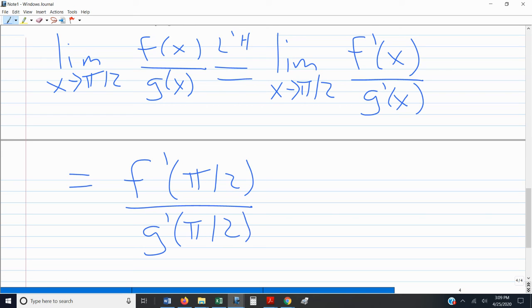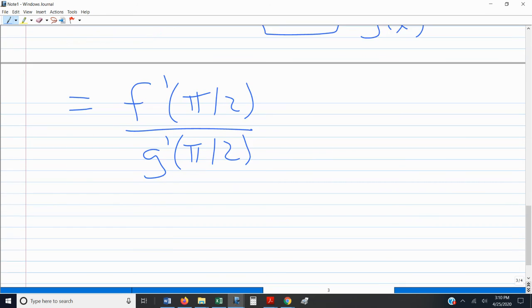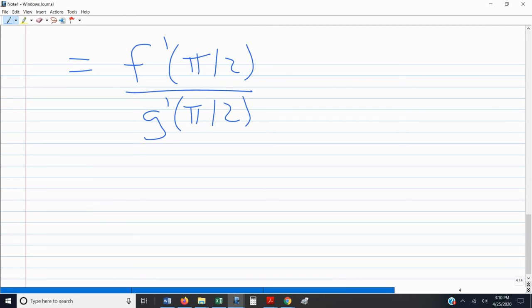And we're going to see if this gives us the answer. Again, notice when I plug in the x value, I'm not writing the limit statement anymore. I just plugged in, so that limit statement goes away. All right, so f prime of pi over 2.